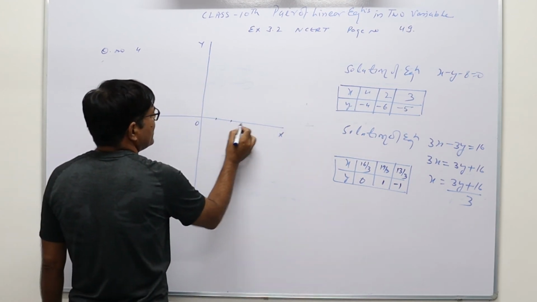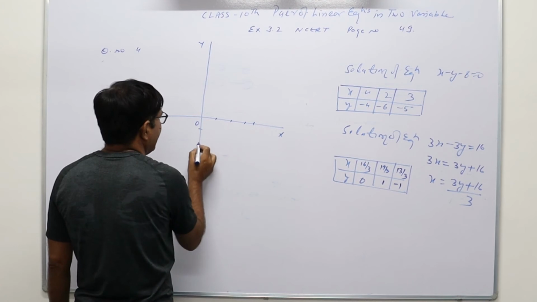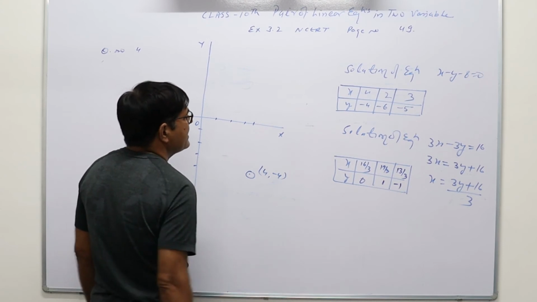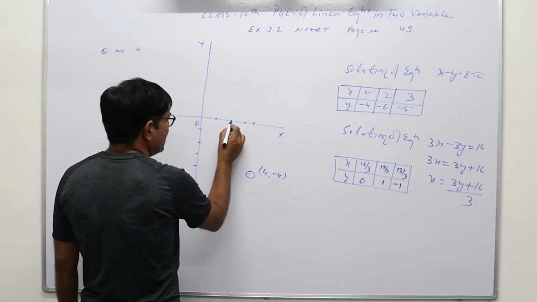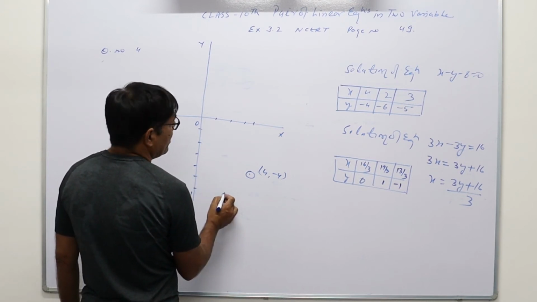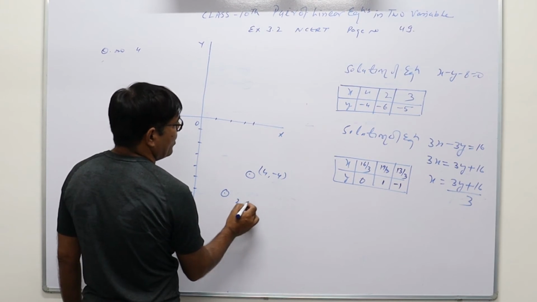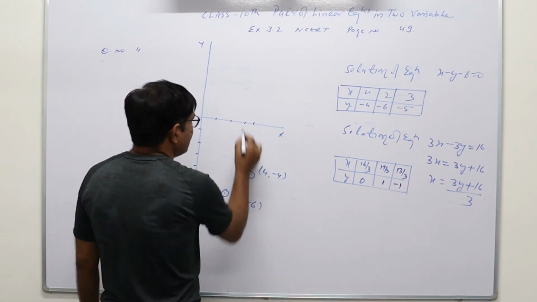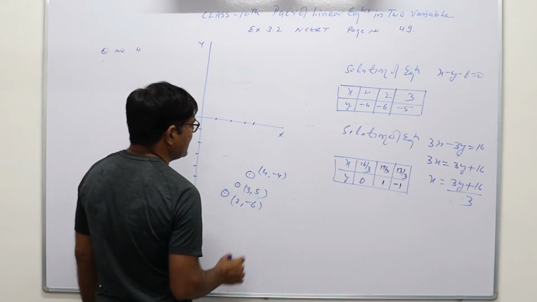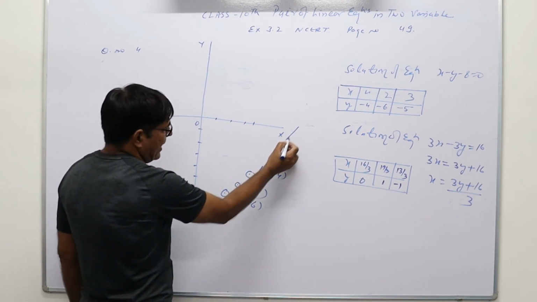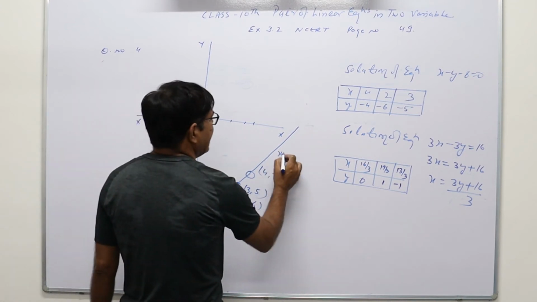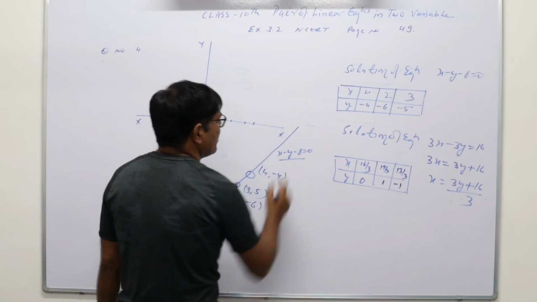So x is 1, 2, 3, 4, y is minus 4. So 1, 2, 3, minus 4. This will be 4 comma minus 4. Second, when x is equal to 2, then y is equal to minus 6. So this will be the minus 6. So 2 comma minus 6, and when x is equal to 3, then y is minus 5. So this is 3 comma minus 5. On joining these points, we will find in this way one line which will represent x minus y minus 8 is equal to 0.